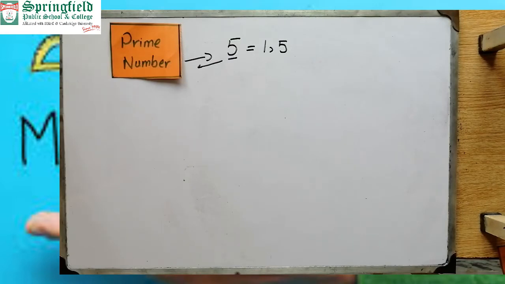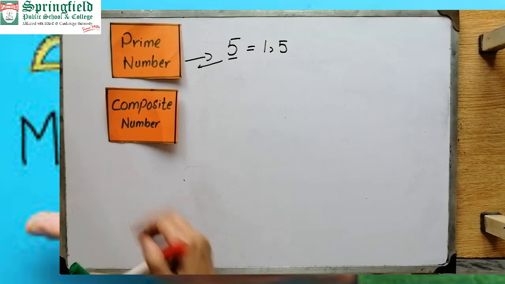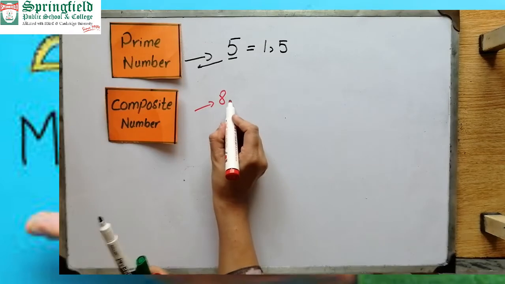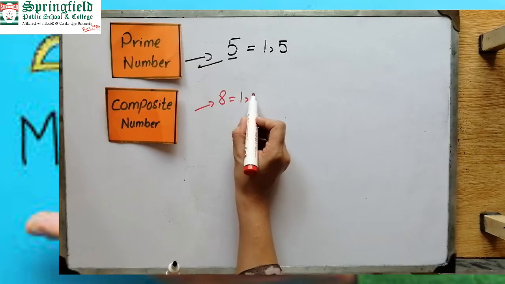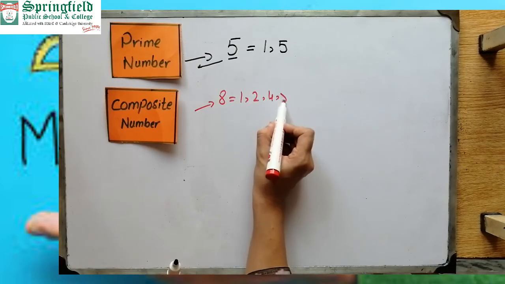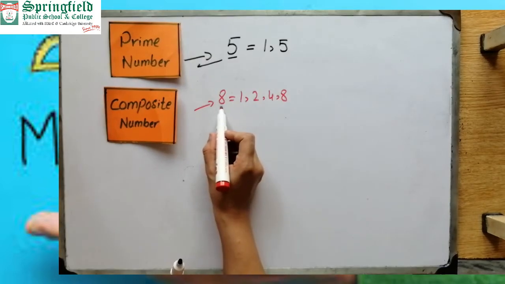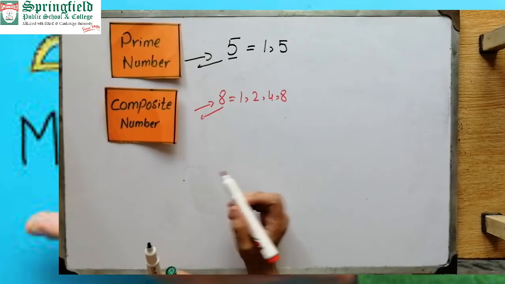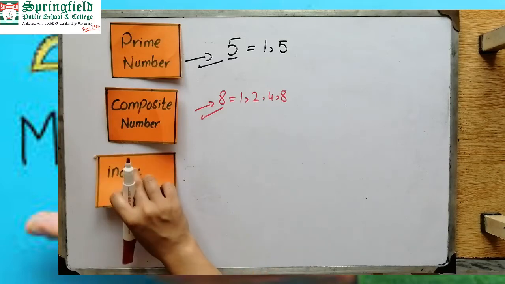Fine. And second, we already did the composite number. A composite number is a number that has more than two factors. Let a number be 8. First we will find the factors of 8. 8 comes in tables 1, 2, 4 and itself. How many factors does 8 have? 1, 2, 3 and 4. That's why we say 8 is a composite number, because 8 has more than 2 factors. Understood beta?